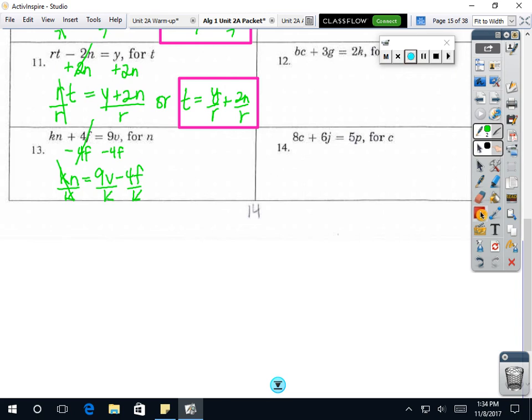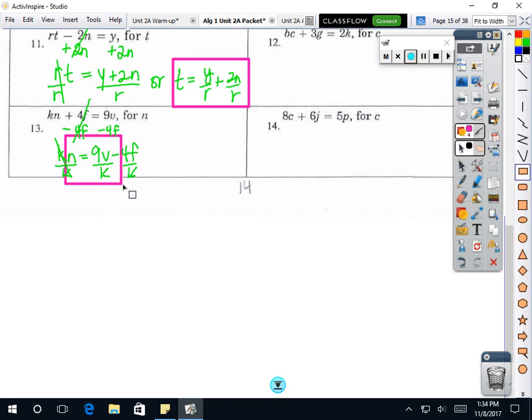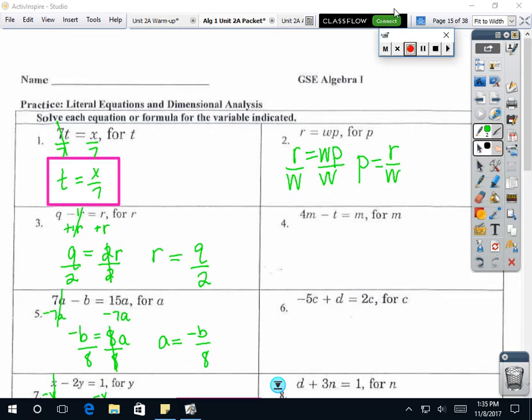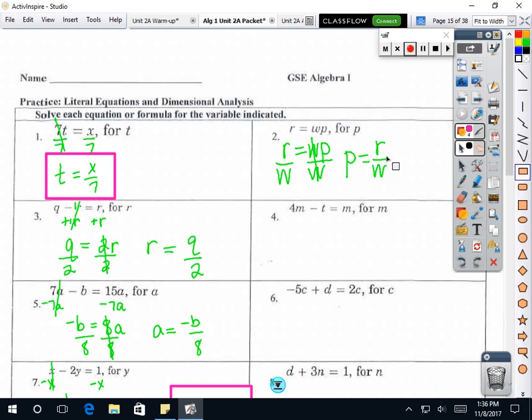Okay, would anybody like to go to the board and work number 2? Okay, Naya, Leah, you can do another one. That's right. The first thing she did was she divided by w on both sides to cancel out the w and get it away from p, and then all that was left was r over w, so that is correct.